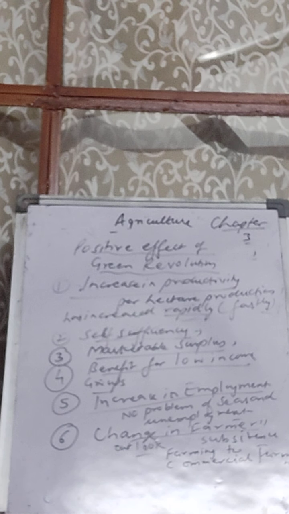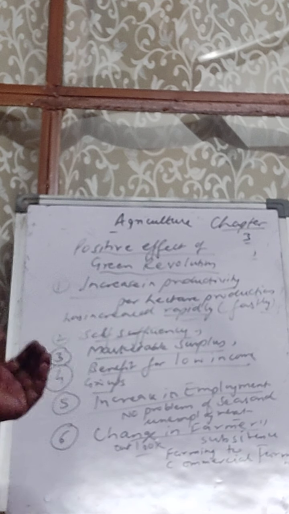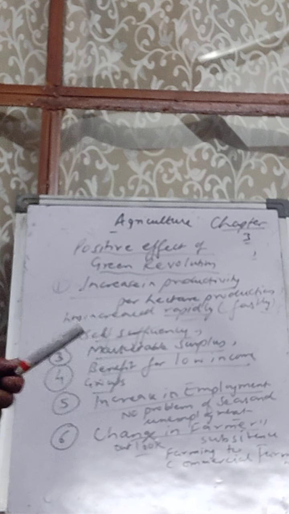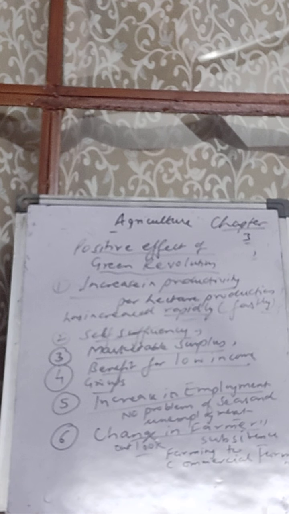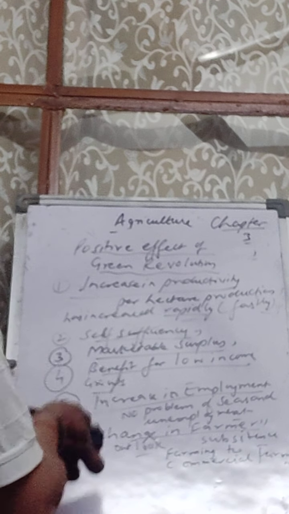Whenever agriculture production is more, there will be more supply in the market. As a result, the price will be low, and so the low income group will also be able to purchase it. Then is increase in employment. The employment has increased, and it has removed the problem of seasonal unemployment. Last is change in farmers' outlook. That means farmers have shifted themselves from subsistence farming to commercial farming.